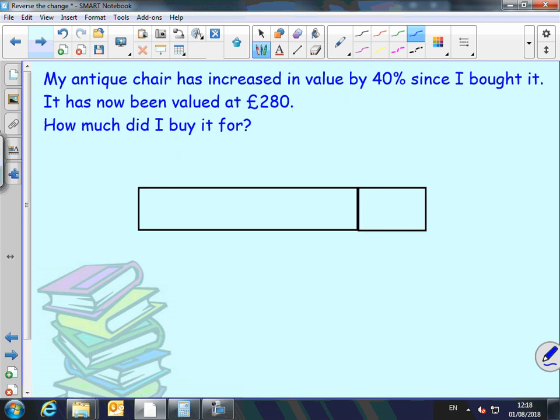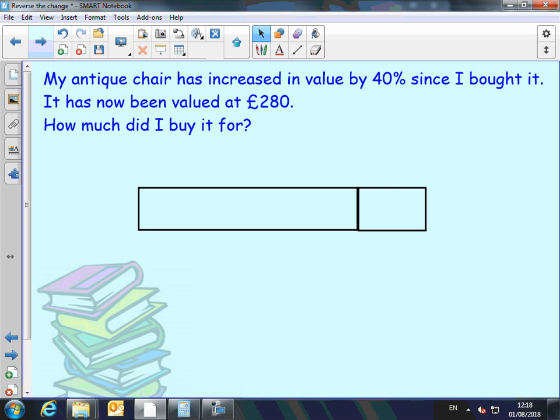And your second question. My antique chair has increased in value by 40% since I bought it. It has now been valued at £280. The question is, how much did I buy it for? So once again, hit pause, try the question by drawing out a bar model, and then hit play once you're ready to go through your solution.